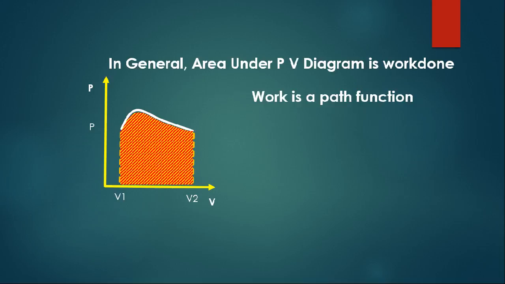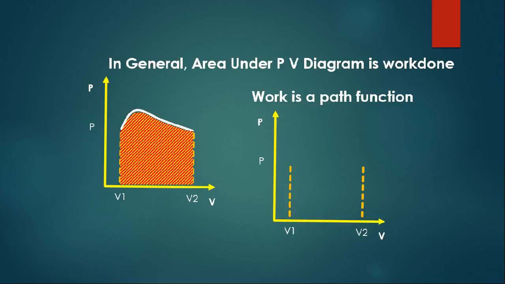Okay, another point is that work is a path function. What does that mean? It means that the work done, which is the area under the process curve or path, depends upon the path that is followed. It doesn't depend only upon the initial and final points; it also depends upon the path through which it has gone.